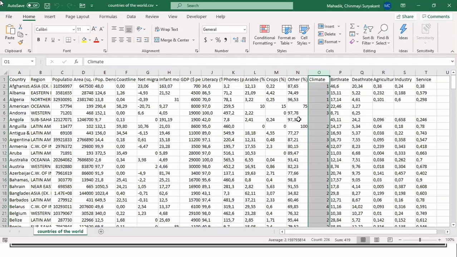And the rest are numerical data: gross domestic product per capita, literacy percentage of the total population, phones, which we have considered as the technology use of the countries, and arable, crops, and others, the three categories of land use, which together give a percentage of 100. Then there are three sectors of the economy, which are agriculture, industry, and services. Even the summation of these three sectors gives us 100%.